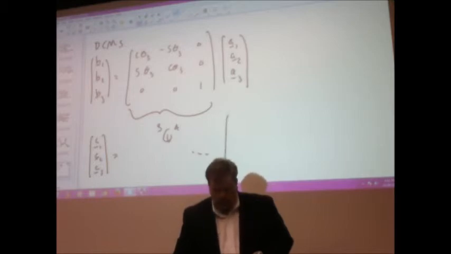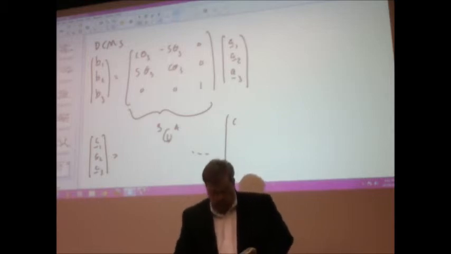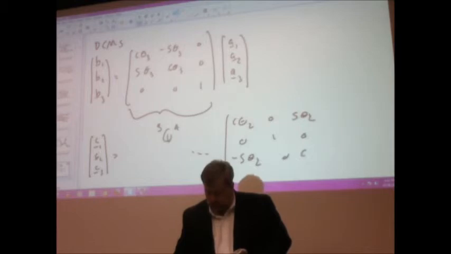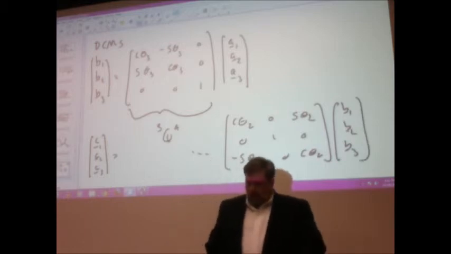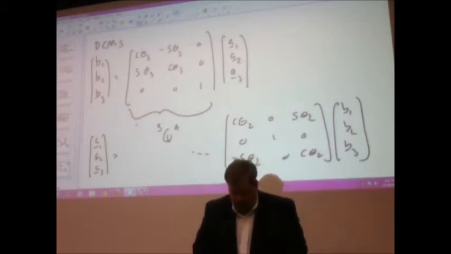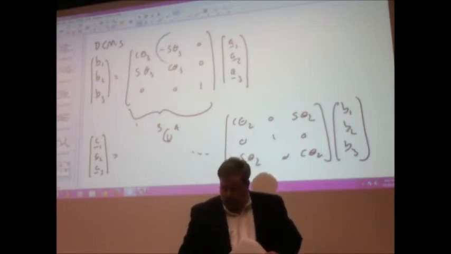equals cosine theta 2, 0, sine theta 2, 0, 1, 0, minus sine theta 2, 0, cosine theta 2. And so on for one more. We don't actually need the other one right now. This is kind of like the others. You'll notice this negative sign.